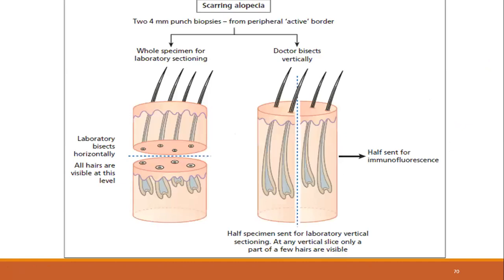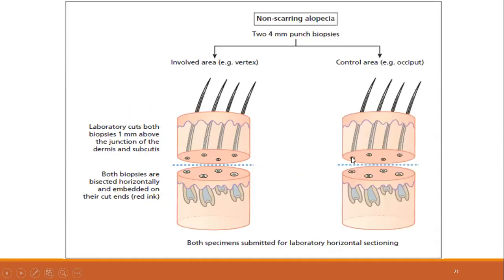So if the biopsy is bisected into two, even if it is a vertical biopsy, then again it is divided into two. The laboratory cuts both biopsies.